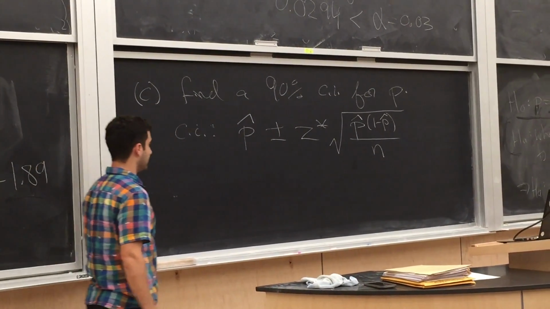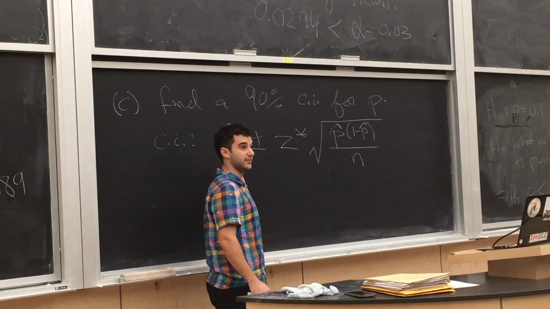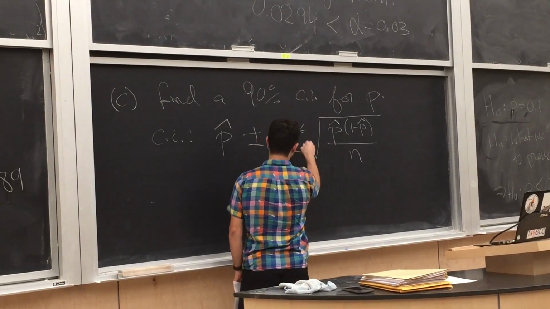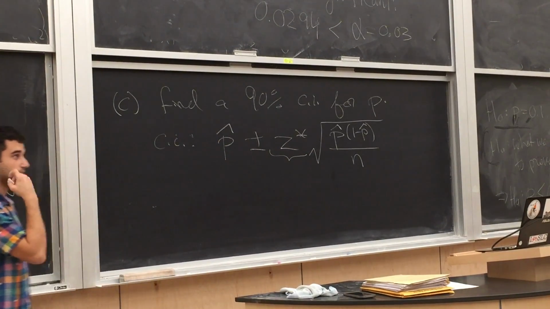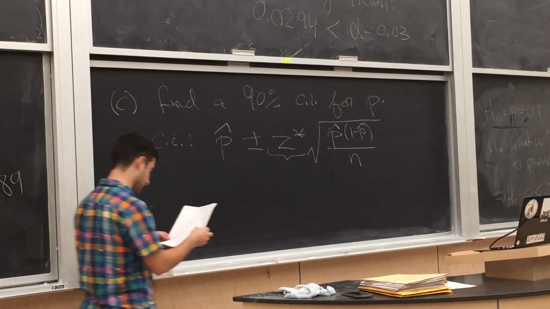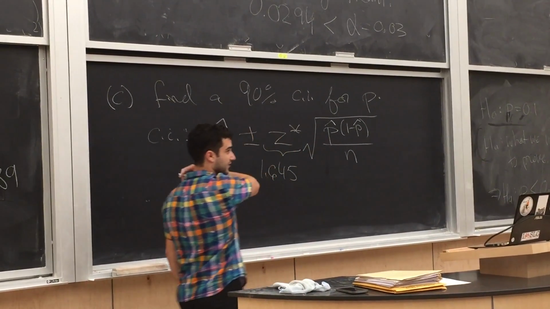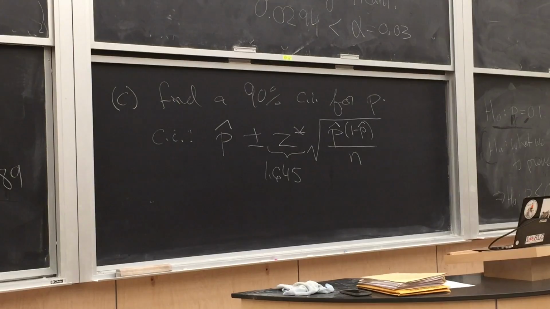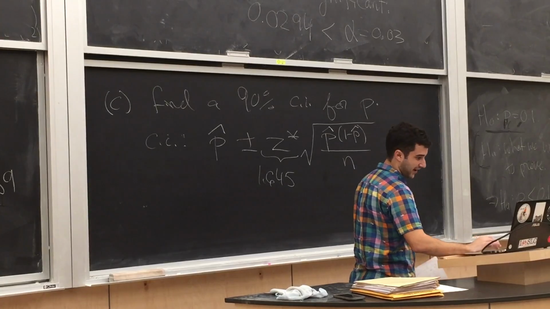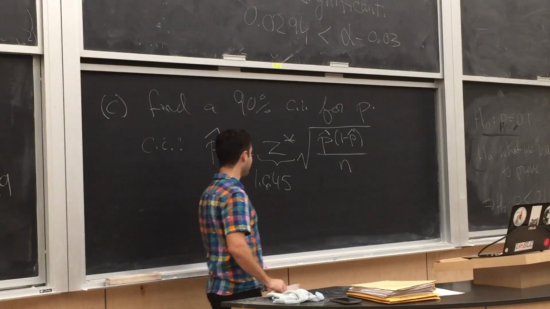And so now this is mostly plug and chug, so we know what p hat is from last time. We also know what n is. What about this z star? Yep, Sophia? Would it be 1.645? So you got that z star is 1.645. And how did you get that answer? I memorized it. Okay, I think that's one approach. So yeah, for a 90% confidence interval, the corresponding z star is 1.645.